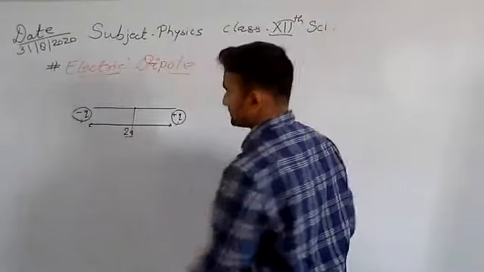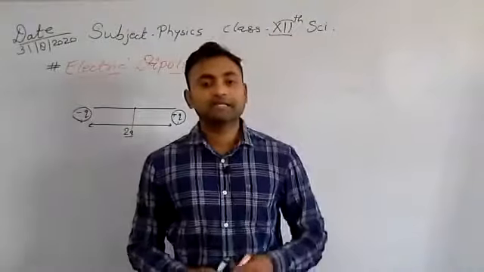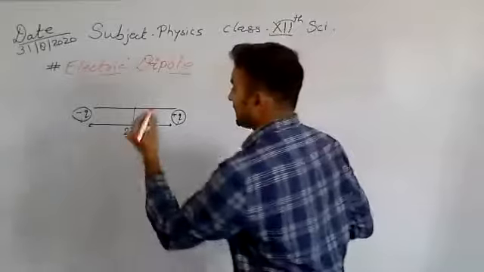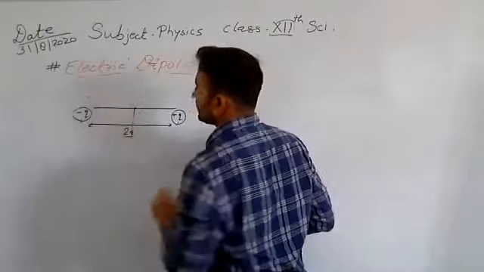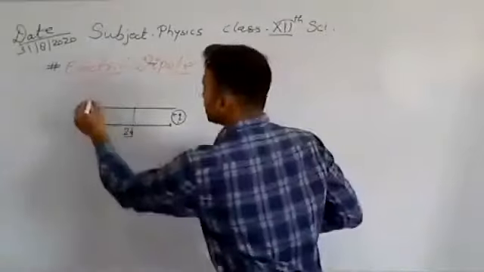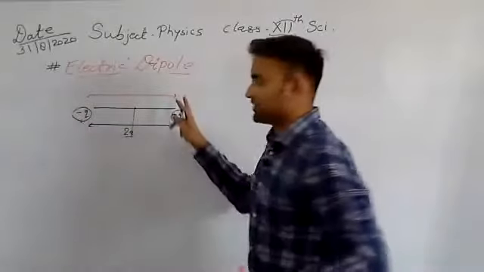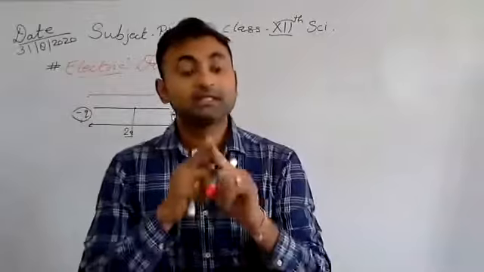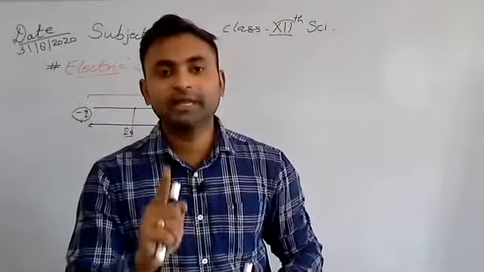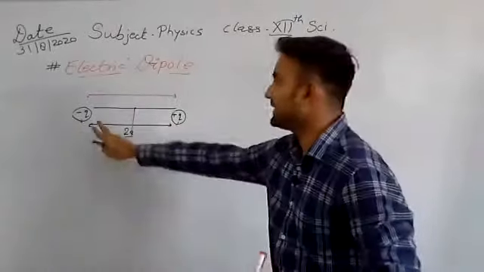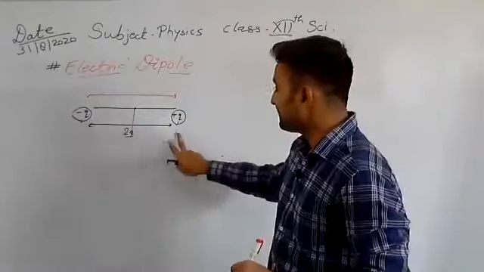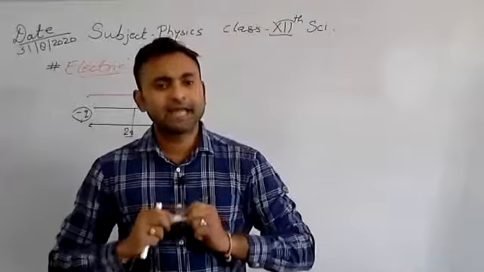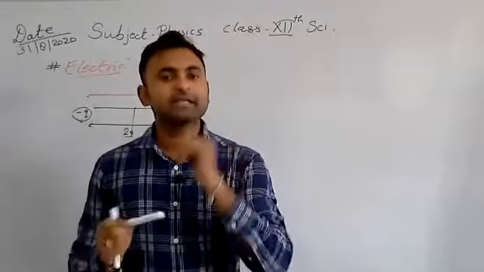Then we have the direction of the electric dipole. What is the direction? In the last class, we have seen that the direction is from the negative charge to the positive charge. In physics, it is the convention that the direction of the electric dipole is from the negative charge to the positive charge. Now just pay attention. What is an electric dipole? Where can we find an electric dipole?